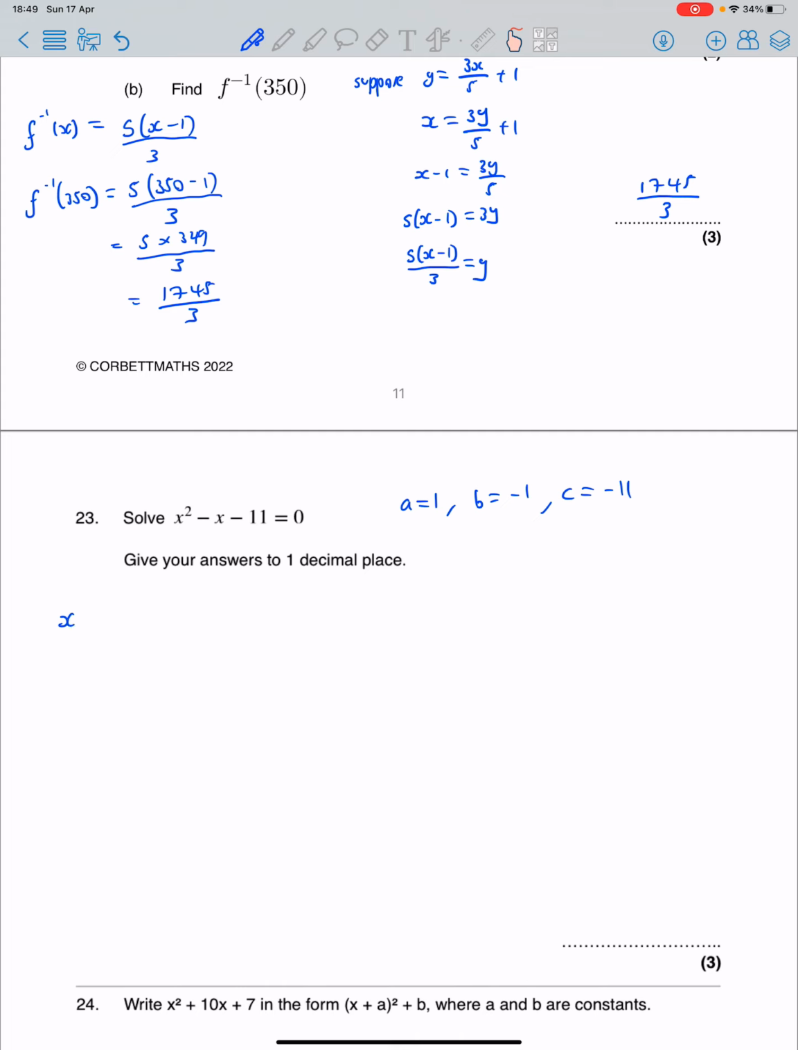Now, quadratic formula says x is equal to minus b plus or minus the square root of b squared minus 4ac, all divided by 2a. So x is going to be minus bracket minus 1 plus or minus the square root of bracket minus 1 squared minus 4 lots of 1 lots of minus 11. Now I've put it like this because in your calculators you can type it exactly as it is, all divided by 2 lots of 1. So let's work out what that is.